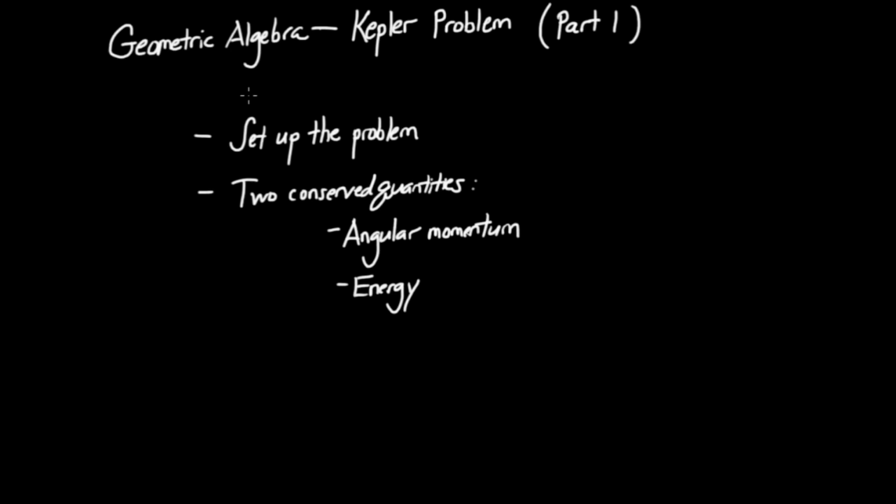What I'd like to do in this video is introduce you guys to a neat little application of geometric algebra called the Kepler Problem. Now the Kepler Problem asks the question, what is the motion of two bodies because of gravity? Now what we're going to do first is set up the problem, make it mathematically precise, and discover the equation that we're going to have to solve.